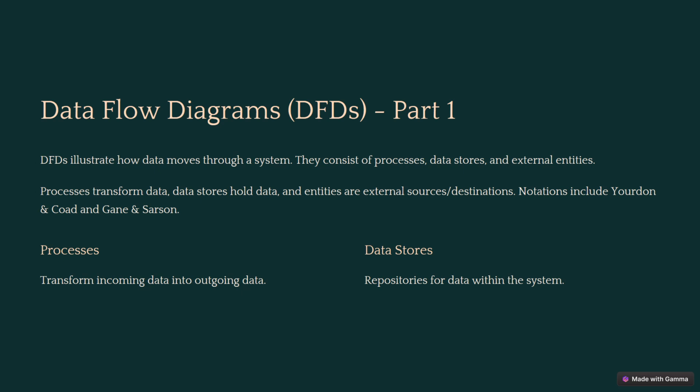DFD, data flow diagram, illustrate how data moves through a system. They consist of processes, data stores, and external entities. Processes transform data, data stores hold data, and entities are external resources or destinations. Notation includes Yourdon and Coad and Gane and Sarson. Processes transform incoming data into outgoing data. Data stores are repositories for data within the system.